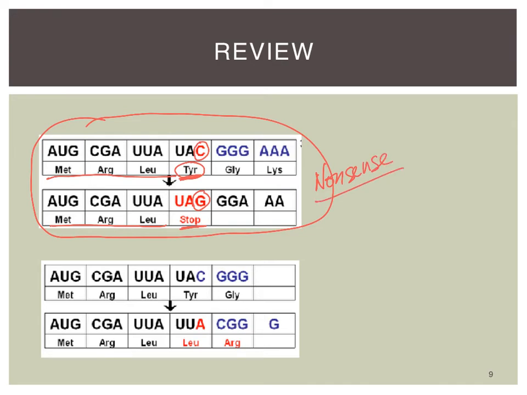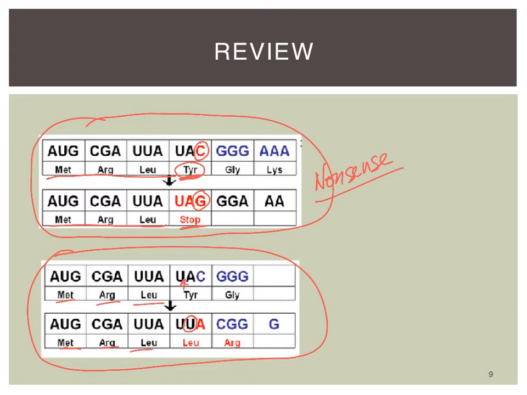Remember, when a stop codon replaces an amino acid, this is a nonsense mutation. Okay, in this case, what's happening is we're getting a different type of point mutation. This time, there's an insertion. We're getting an extra base added. Okay, so same. But here, we're getting this uracil inserted between the U and the A.